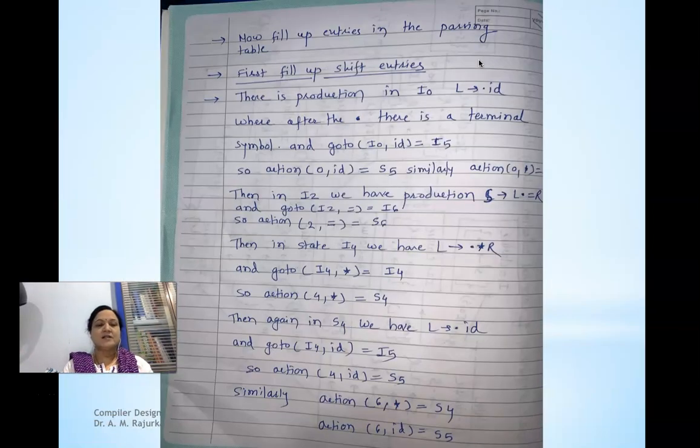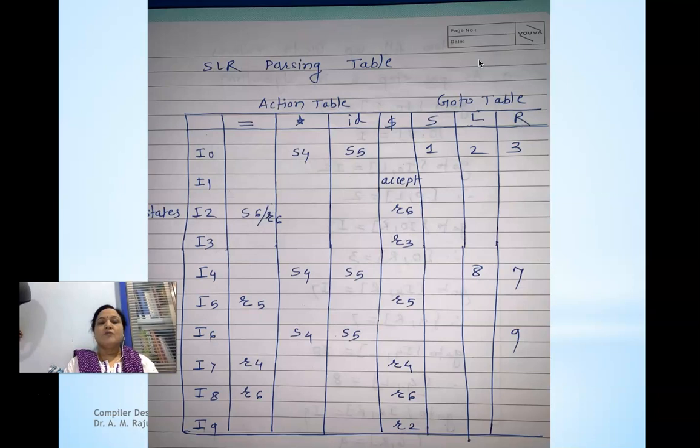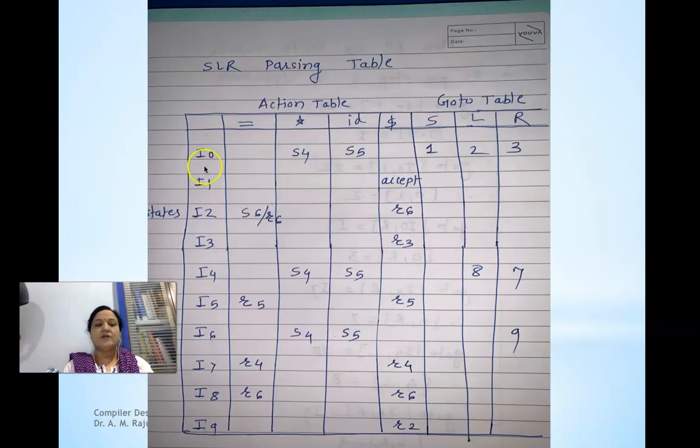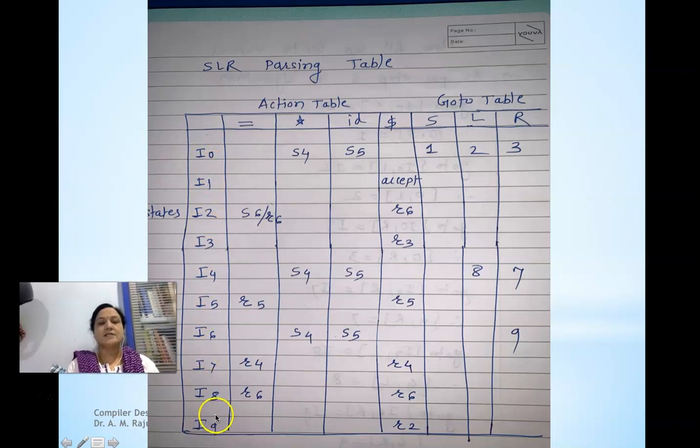Once we have constructed the DFA, the next step is to fill up the shift entries. So for filling up the action and go to table, here we draw the parsing table. Here the rows are equal to the number of states. So how many states have we got in the DFA? We have got 9 states in the DFA. So here we write the rows as I0 to I9. Total 10 states are there.